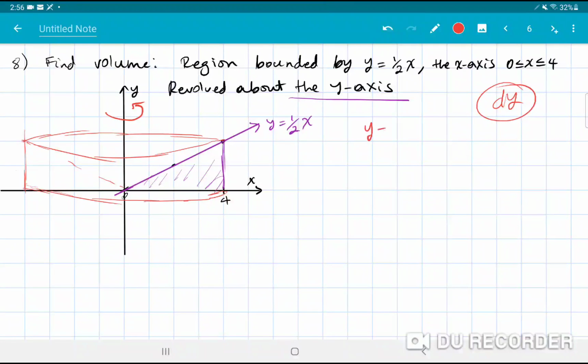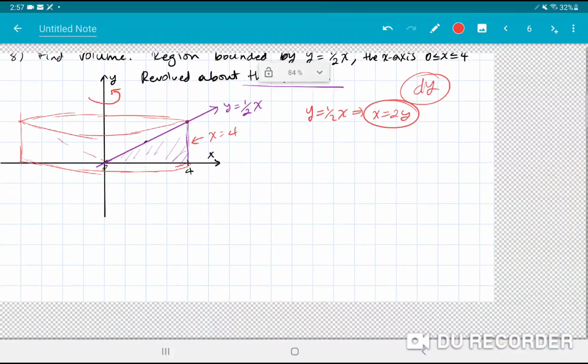So I have y equals 1/2 x. You rewrite it as x equals 2y. Okay, and we don't have any more equations, so it's just simply x equals 4. This is x equals 4. So our region kind of looks like this. Let me put the region here.